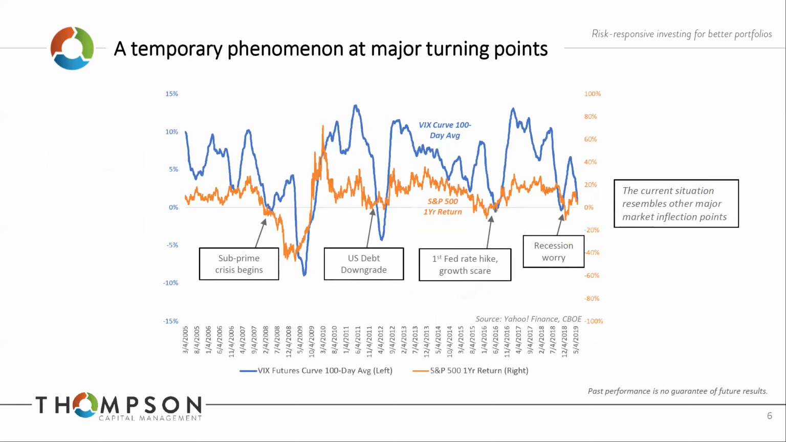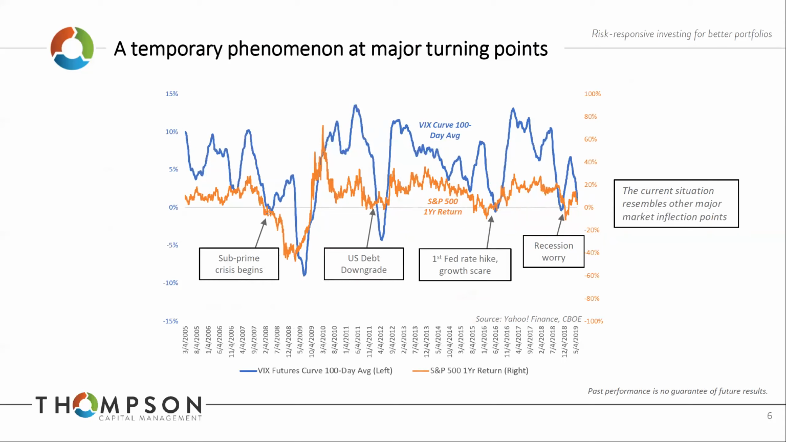So as I mentioned before, we've seen this before. I've marked 4 times on the chart right here, around major decision points for the market, inflection points. What I'm showing you here is the blue line, which is the curve steepness, steep up here, inverted down here. The orange line is the rolling 1-year return for the S&P 500.